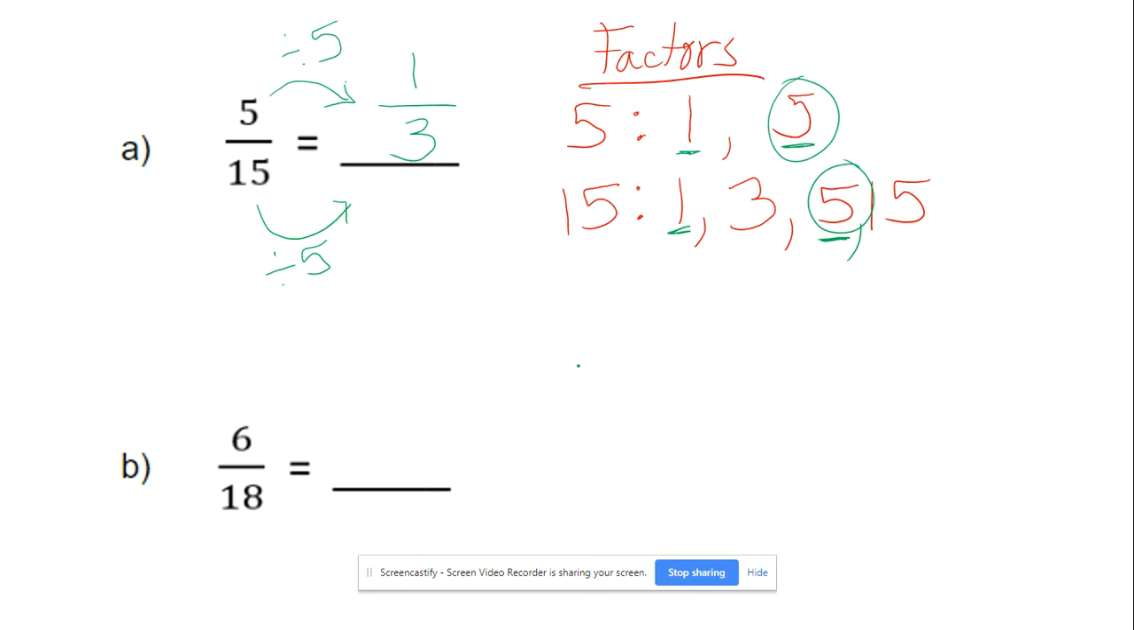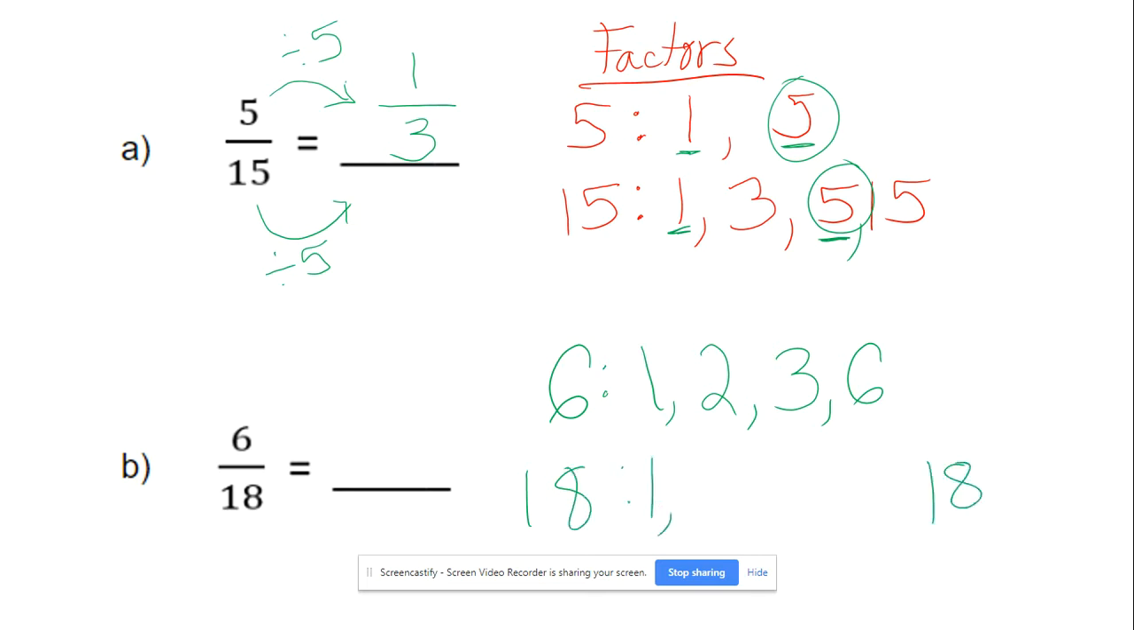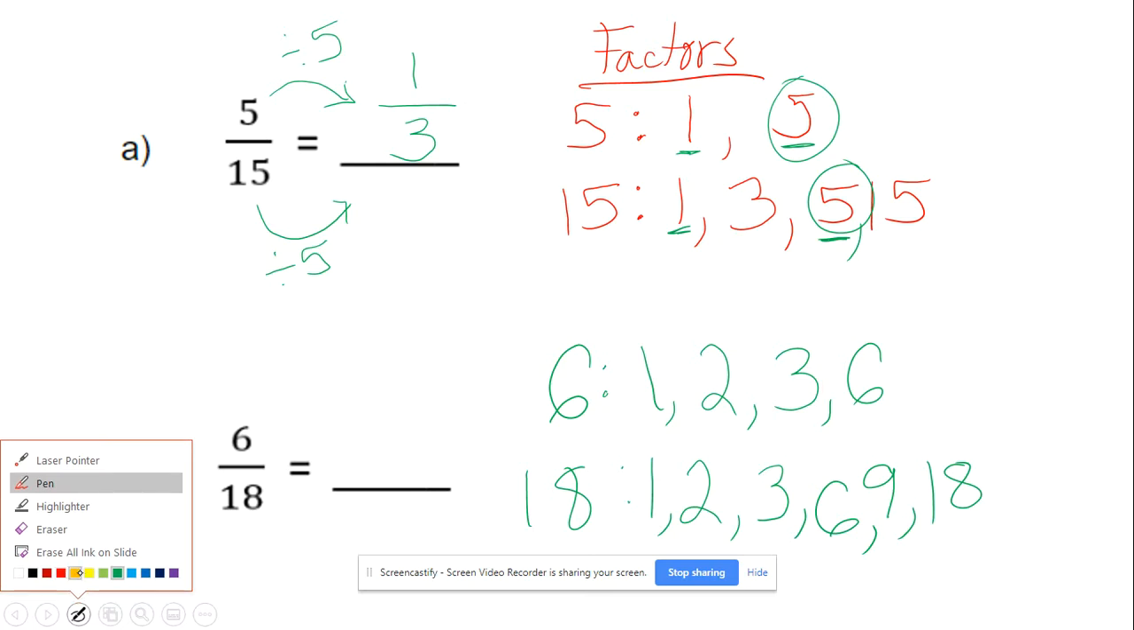Let's do the same thing here for the factors of 6 and 18. Starting with 6, we know that 1 times 6 equals 6, and 2 times 3 equals 6. Let's do the same for 18. 1 times 18 equals 18. 2 times 9 equals 18. And 3 times 6 equals 18. So that's why it's important to know our multiplication.